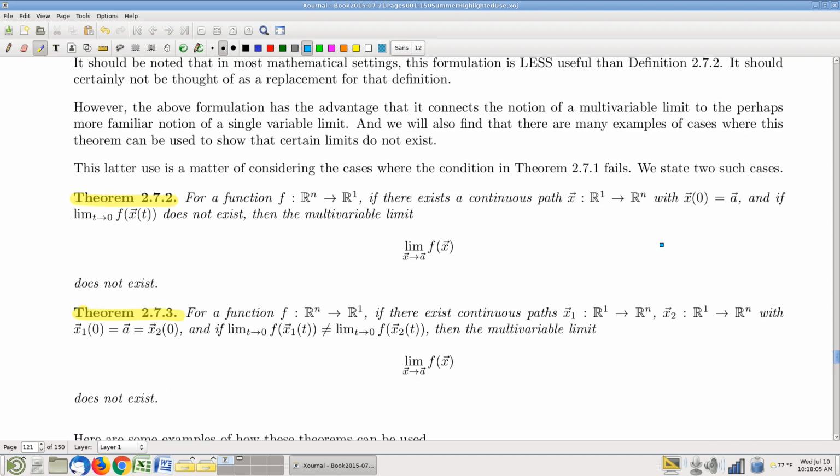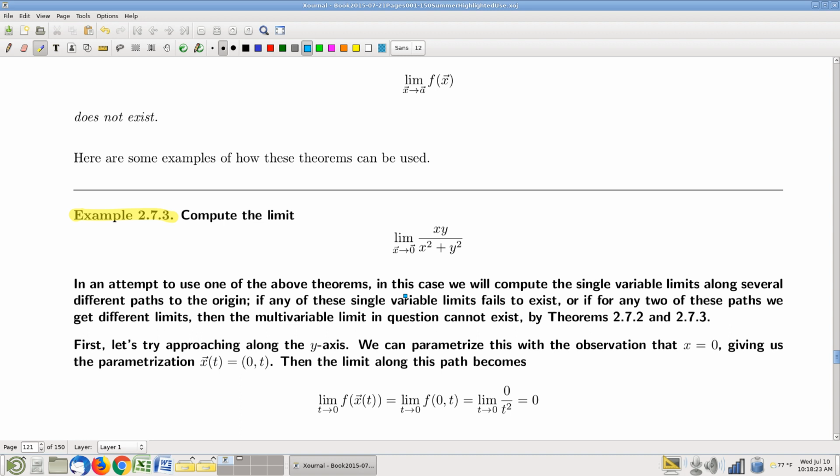So that's these two results here. If you find, this is the one that comes up most often, if you find two paths such that along those two paths the limits give you different values, then your limit does not exist. And let's see that in action. Here we go.